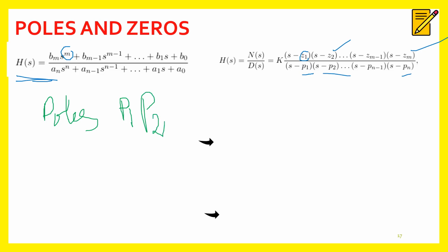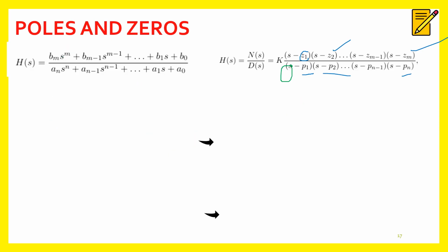When we substitute the poles P1, P2 in place of s, the total transfer function will become infinite. That's why they are called poles. Like at the equator pole, we don't know where it ends; it ends in infinity. Similarly, when you substitute any of these values P1, P2, Pn in place of s, the transfer function will take a value of infinity. That's why they are called poles of the system.